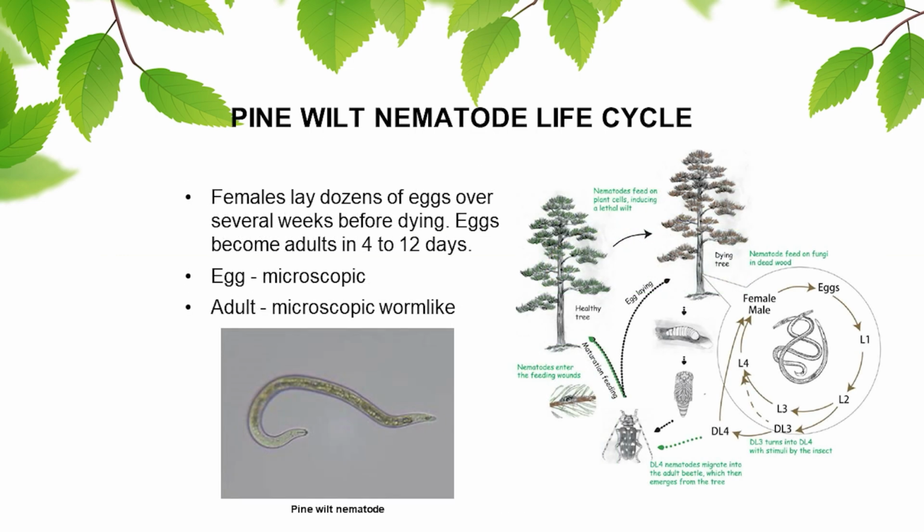Pinewood nematode life cycle. The pinewood nematode, shown here, has many generations per year. Females lay dozens of microscopic eggs over several weeks before dying. The eggs hatch and become adults in 4 to 12 days. The adult is microscopic and worm-like.